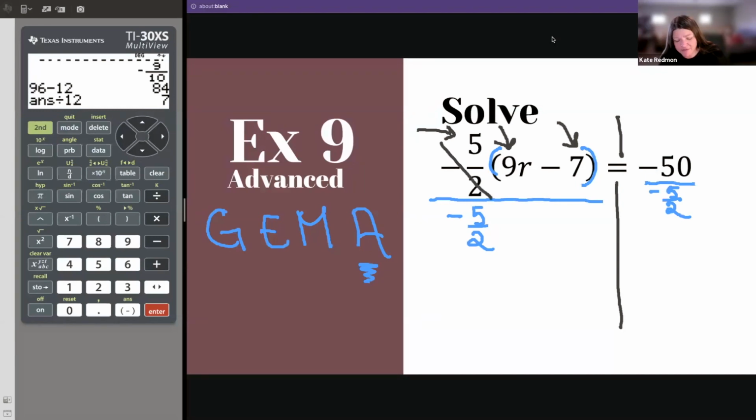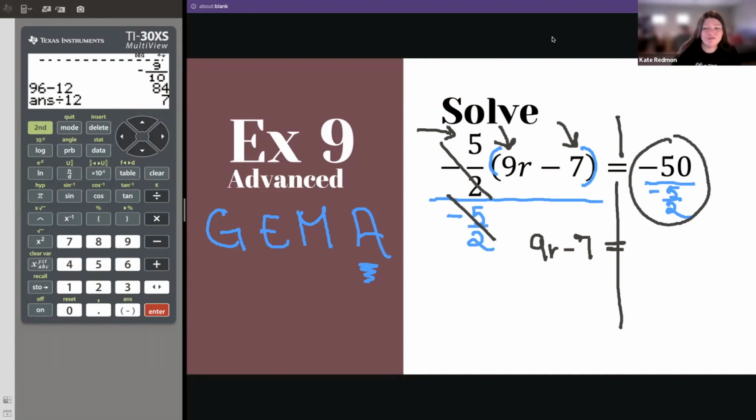Multiplying by -5/2 and dividing by -5/2 are opposite. They're going to cancel. All I'm left with is that 9r minus 7. And I don't even need the parentheses anymore because it's freed from the grouping. I dealt with everything outside of it. And now this math, yeah, it looks gross, but again, I can put it in my calculator.